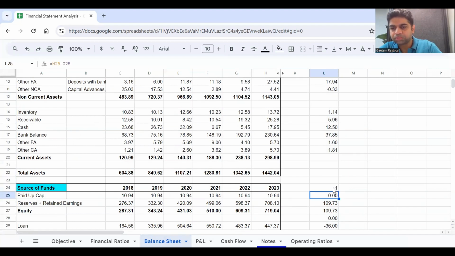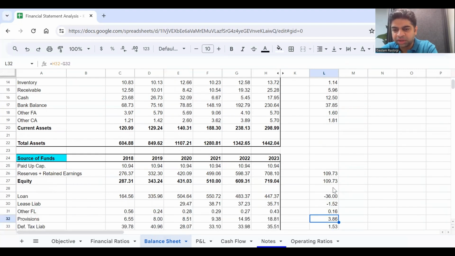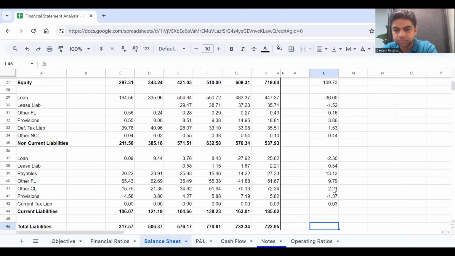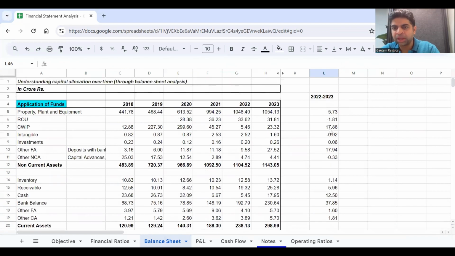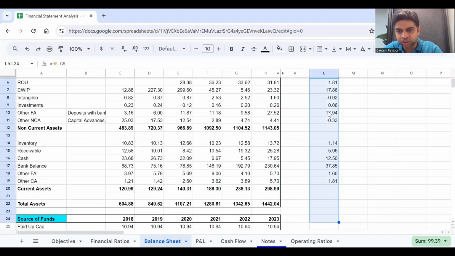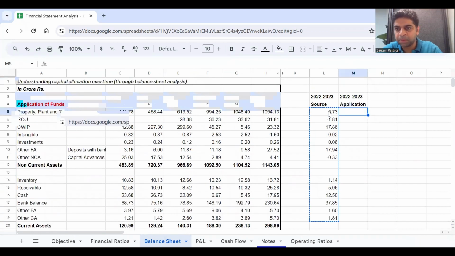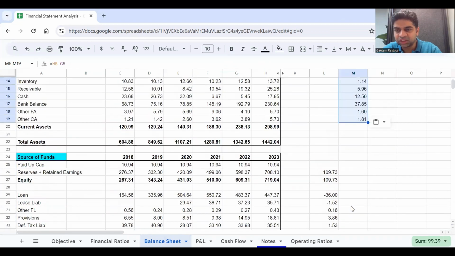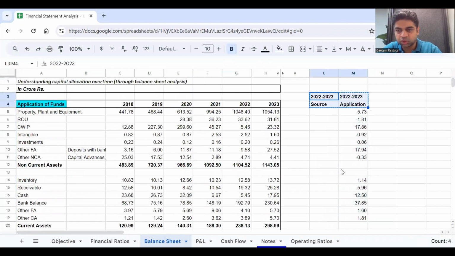Okay. Let me just do this quickly. I'll tell you what I'm trying to do. Let me first clean this up. All right. Okay. So let's make this source. Let's make this application. Okay. So let's move this to the application. You'll understand what I'm doing. Let me move this to the application side. Okay. All right. So first, let's talk about the source of funds.